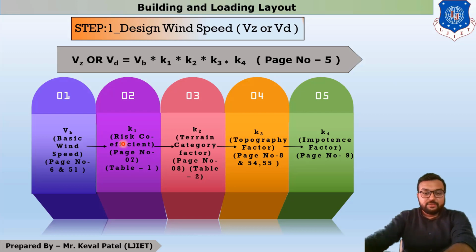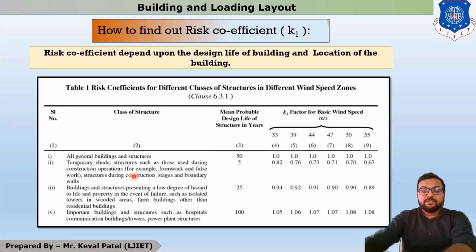Okay, so from table number 1, which is given on page number 7, you can see that K1, the risk coefficient, is found from page number 7, in which there is table number 1. So how to find your K1? Let us discuss with an example.